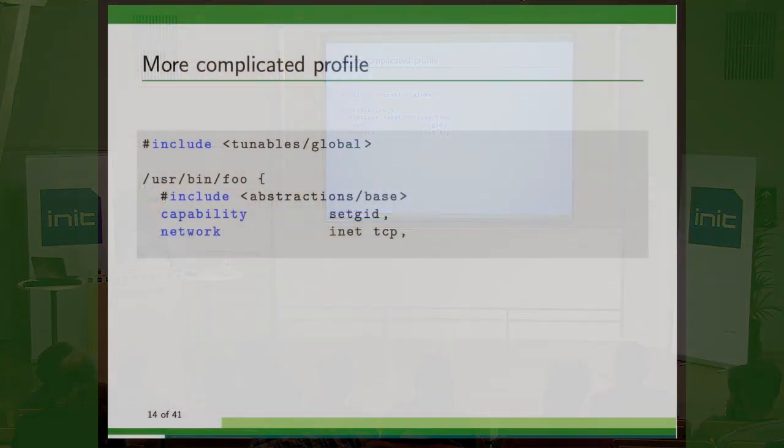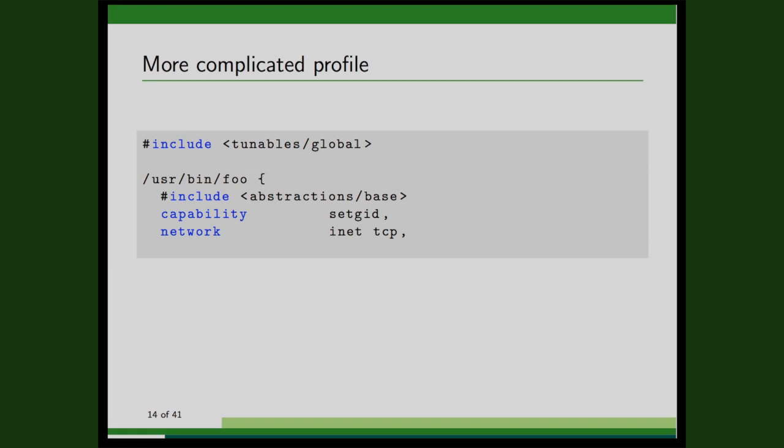So let's get to a little bit more complicated profile. And this is one of those places where I told you that it's not the perfect reality, because this one is used as an example, so you can have a look at many different ways of allowing access. You just can't take this and use it one by one for your foo binary. So we know the first line, we include this tunables/global file. Then we specify that this will be valid for the binary /usr/bin/foo, include some abstractions, and grant the capability setgid. Then we use the network statement to allow it TCP networking.